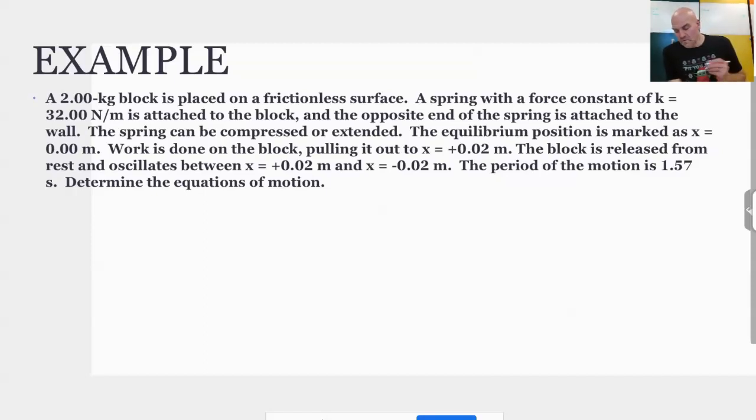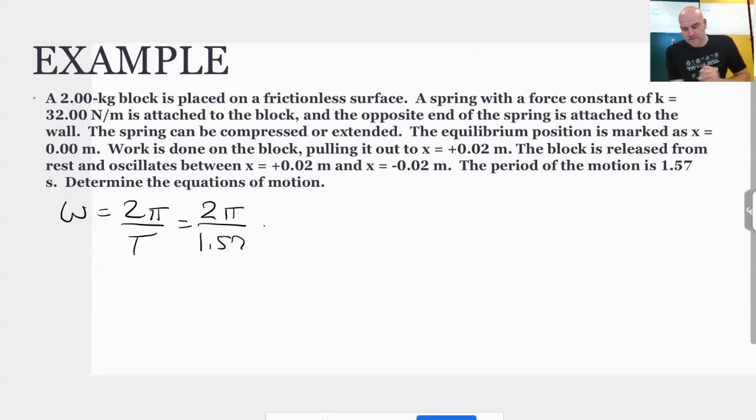So the first thing we should do is figure out our omega, 2 pi over T. So it's going to be 2 pi over 1.57. All right, and that's going to give us 4.0 radians per second. Okay, so anytime you see that 1 over seconds notation, it has to do with the frequency in some way.